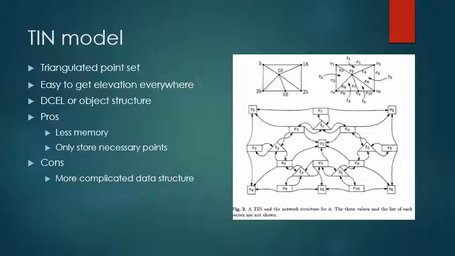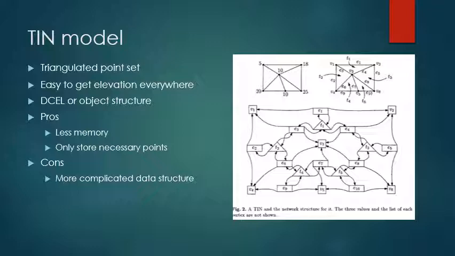If one wants the elevation value of a point lying on an edge, one simply interpolates the value of the two adjacent vertices to the edge, whilst in a triangle, one does the same but with the three vertices of the triangle instead. This model can be stored in a D-cell structure or in an object-based structure, which can be seen on the illustration to the right.